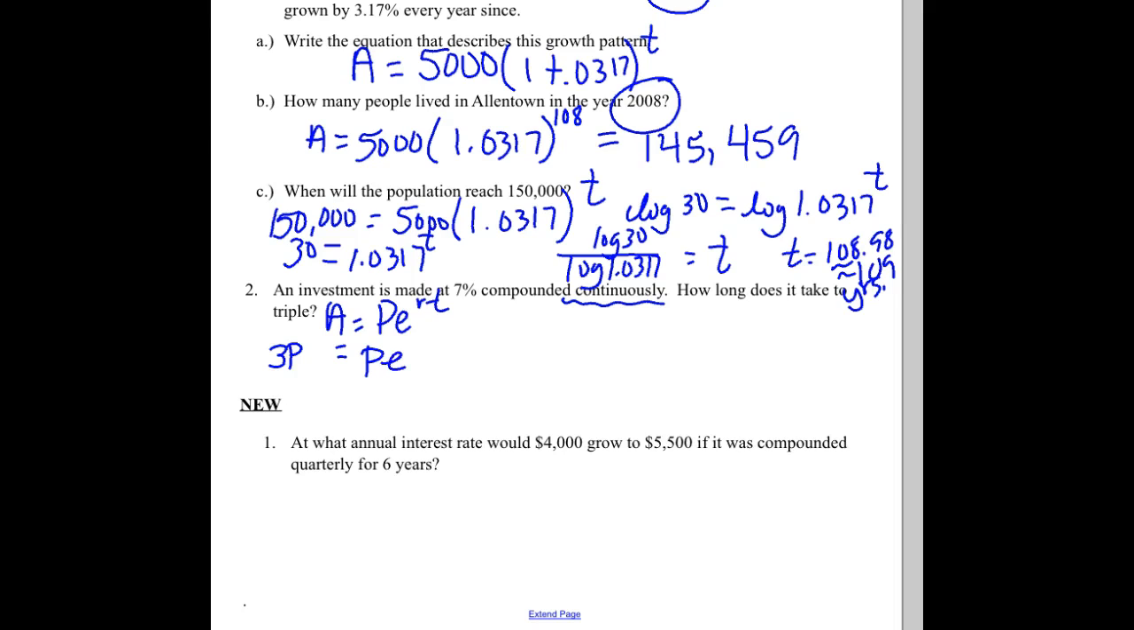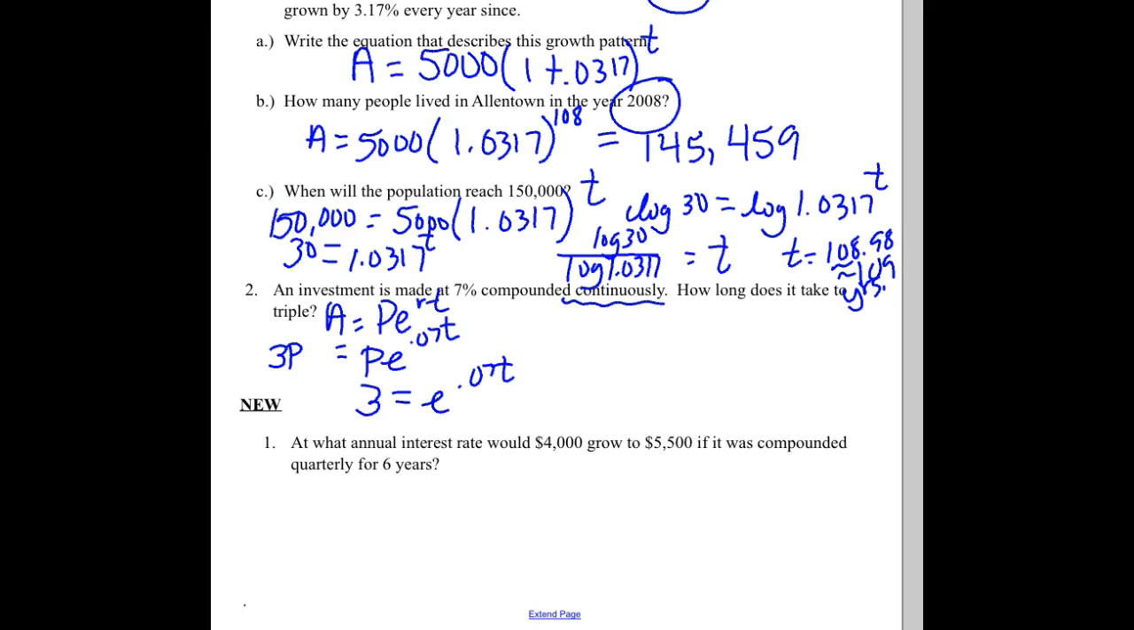Our rate was 7%, so 0.07, and we're looking for time. My first step is going to be to divide that principal over to the other side. But what's 3P divided by P? 3. So again, it doesn't really matter what the starting amount was if we're looking for it to triple or quadruple, things like that. So we really have 3 equals e to the 0.07t.